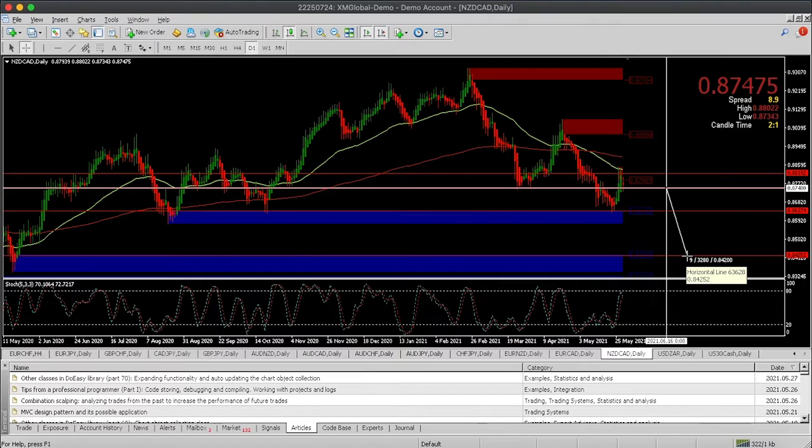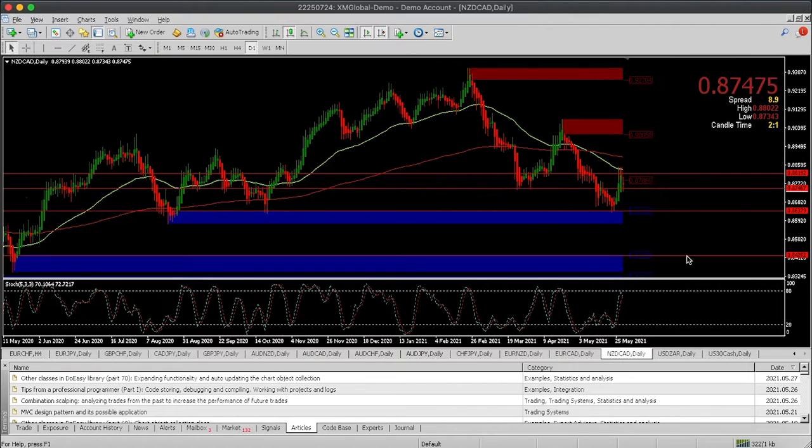So this is a really good setup, guys. You can go ahead and take it as well. Don't risk as much. Let's look at the 4-hour.